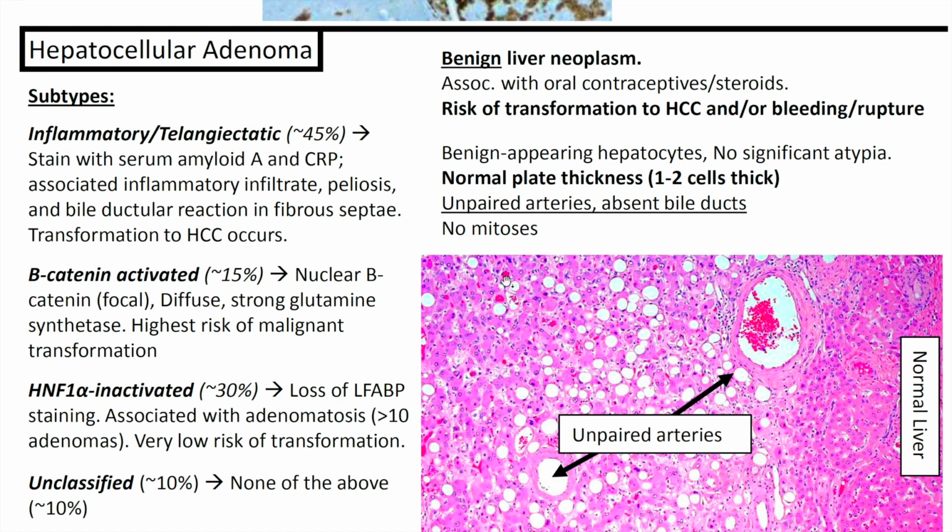And then again, just to reference the image, we have our unpaired arteries that can clue you in that this could be hepatocellular adenoma, and then our benign appearing hepatocytes. And then on the right over here, you can contrast this with normal liver. So we have normal liver and then hepatocellular adenoma.